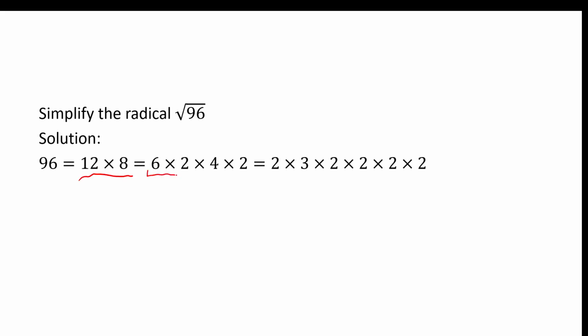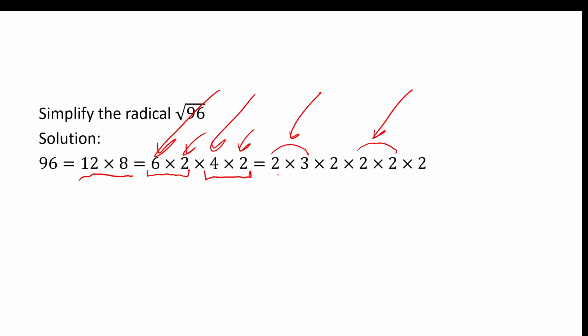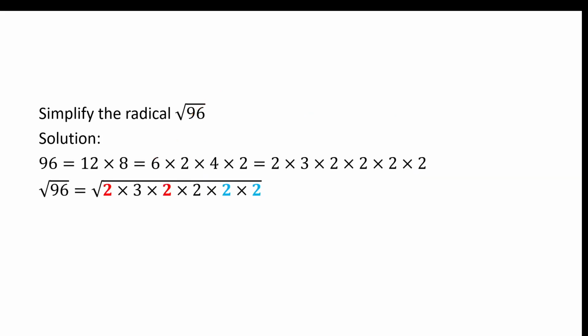We know that 12 is really 6 times 2, and 8 is really 4 times 2. Well, 2 is a prime number, so we can't break that down any further, but the 6 can be expressed as 2 times 3, and the 4 can be expressed as 2 times 2. And what we now have is 96 expressed as the product of prime numbers, 2 times 3 times 2 times 2 times 2 times 2. So what that allows us to do is then say, therefore, that the square root of 96 is equal to the square root of 2 times 3 times 2 times 2 times 2 times 2.